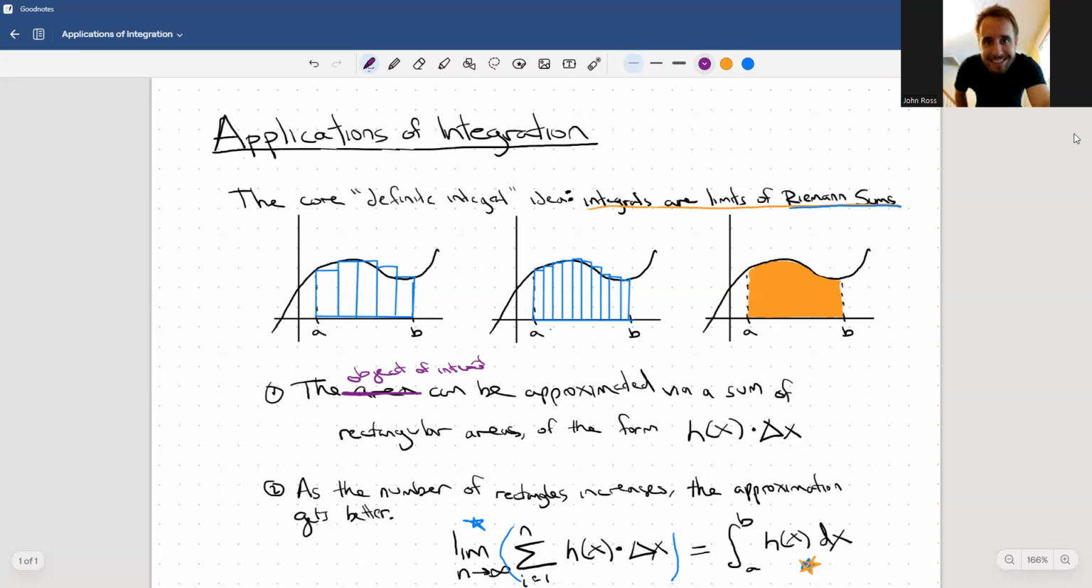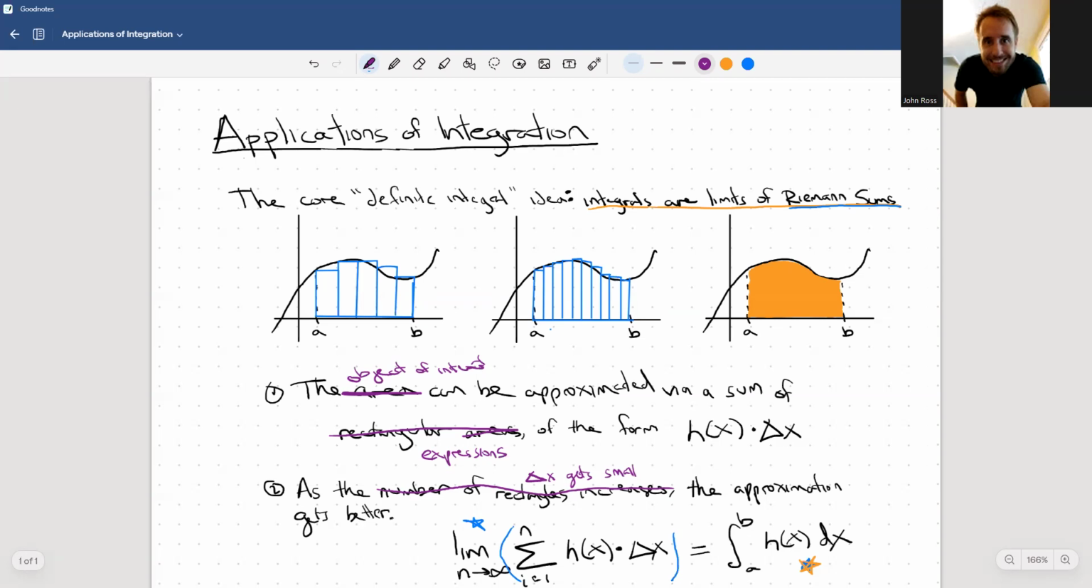again, this is still in this picture, this orange area, but if an object of interest can be approximated via a sum of expressions of the form h of x times delta x, and if as the number of expressions h of x times delta x increases, as the delta x gets small, that is, the widths are getting small, so as the delta x gets small and the number of objects we're summing gets large, the approximation gets better.